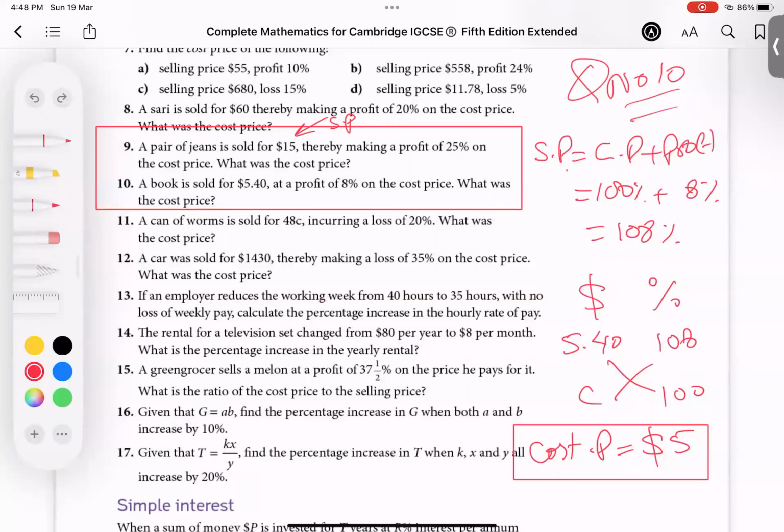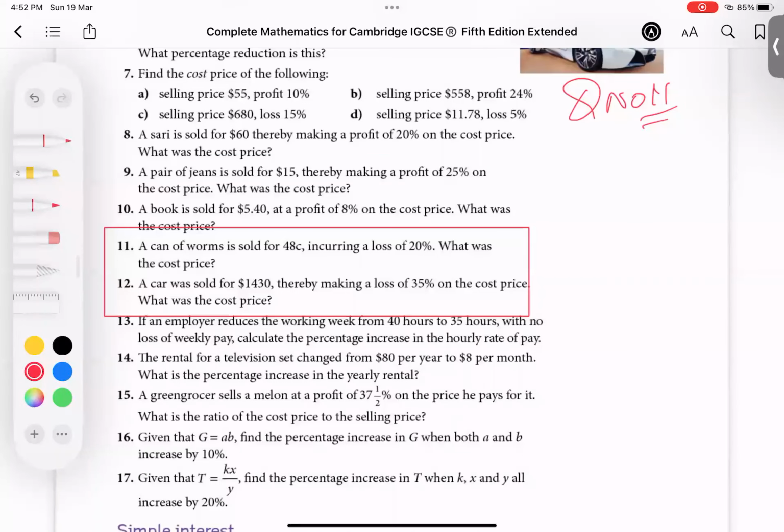So please try question number 11 and 12. Two questions only. Then inshallah I will do both questions. Yes, students, question number 11.